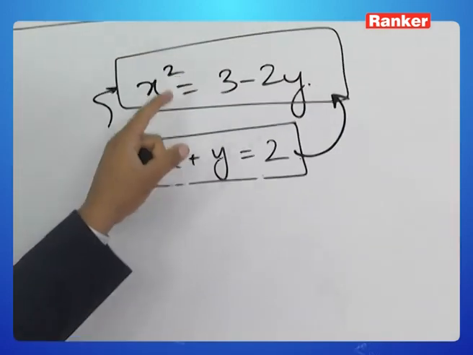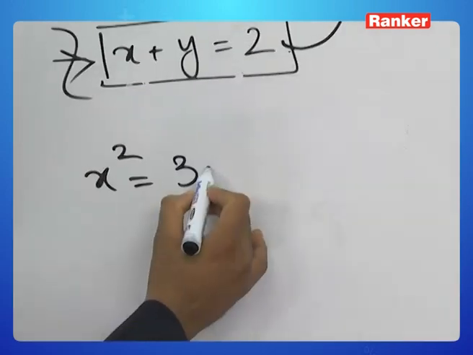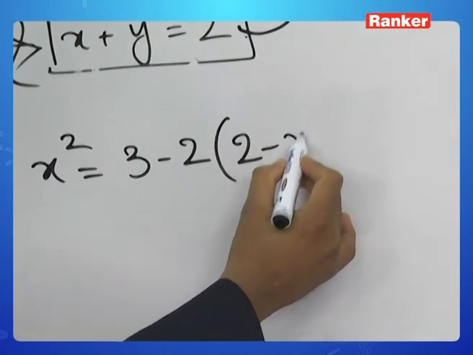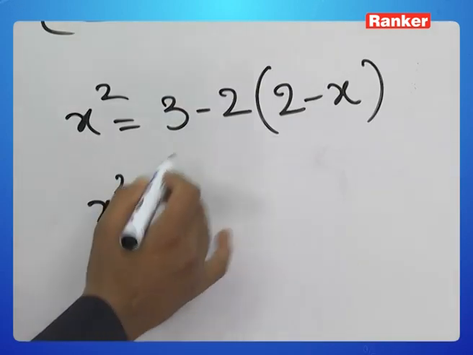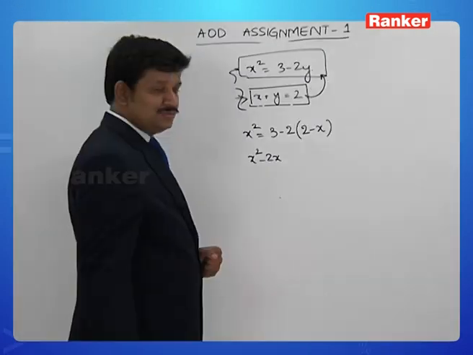Let us solve the line with the curve. X square is equal to 3 minus 2 into y, I can replace y by 2 minus x. So this will be x square plus 2x, on the other side it will become minus 2x.